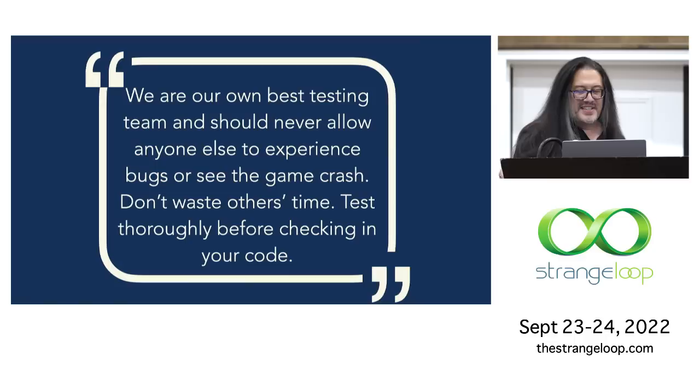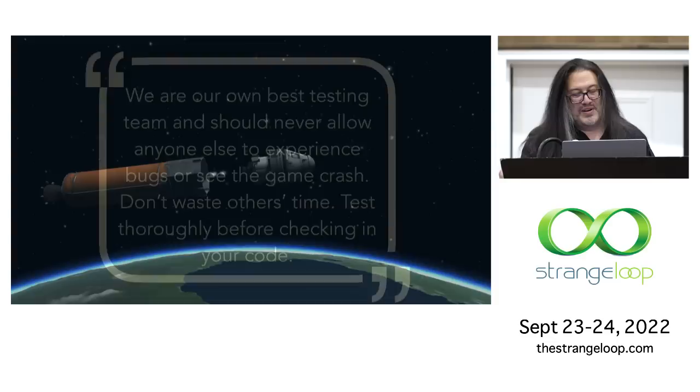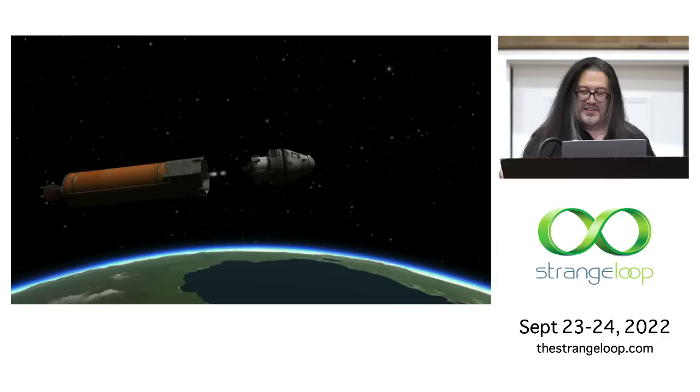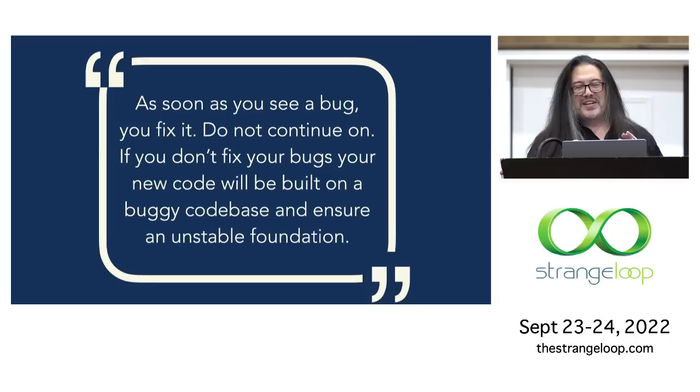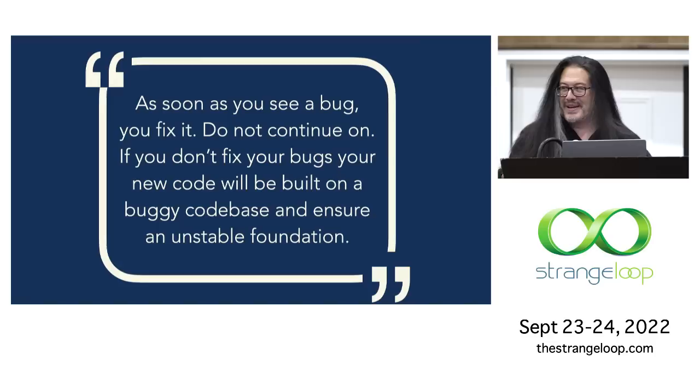We just did it. So after 1992, id Software's second stage of company development was complete, along with another principle, which is core to programming. As soon as you see a bug, you fix it. You don't keep working. If you don't fix your bugs, your new code will be built on buggy code and ensure an unstable foundation. And if you check in buggy code, someone else is going to be writing code based on your bad code. And, well, you can imagine how wasteful that's going to be.